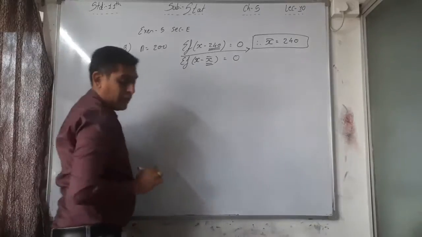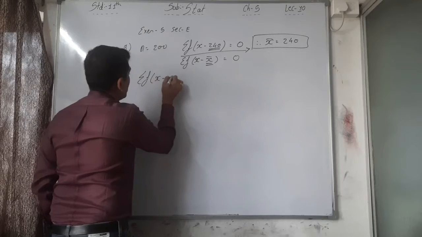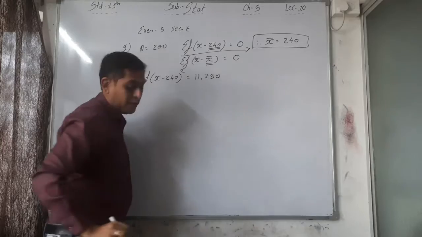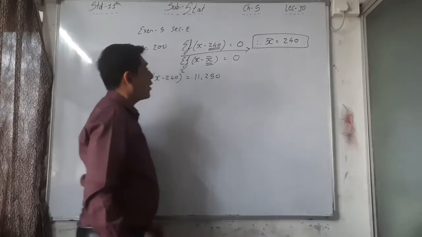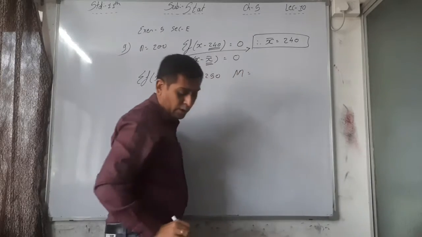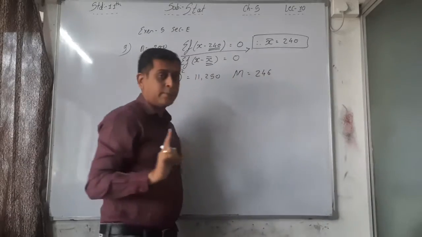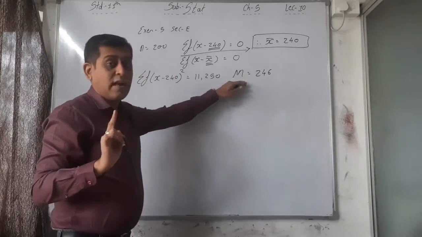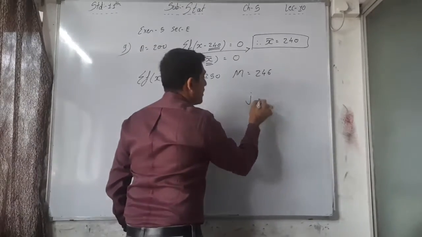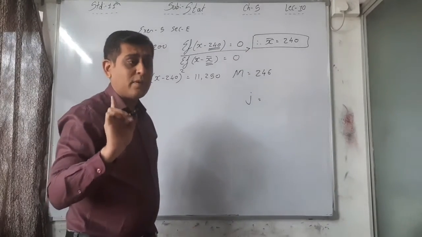Okay, now the second thing given is sigma f into x minus 240 whole square is equal to 11,250, right? Okay, and the last thing given is median. Median is equal to 246. See, x bar is there, now median is there. Now you have to find out the coefficient of skewness, that is J, by using Karl-Pearson method, because x bar and median are there. That's why you have to use Karl-Pearson method.